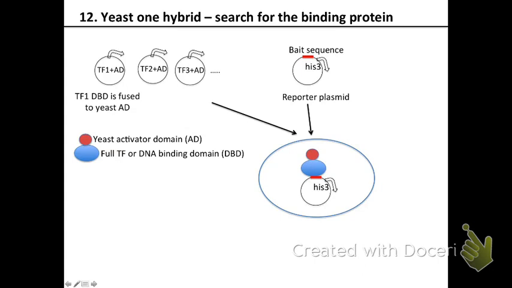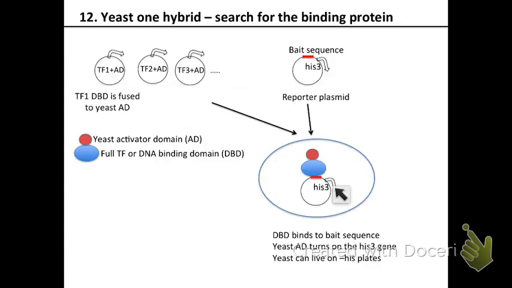So if your transcription factor fused to the yeast activation domain binds to this bait sequence, the activation domain is going to activate your reporter. So what you're going to have is transcription of your reporter, and then these yeast cells can grow in minus His media.